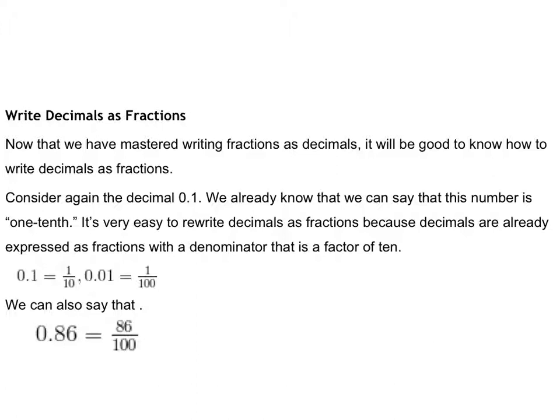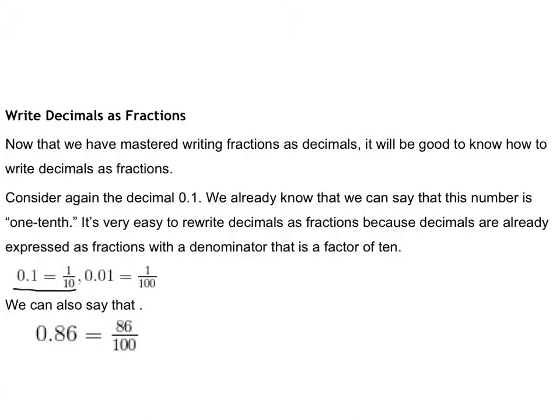So today we're going to start by writing decimals as fractions. Now that we've mastered writing fractions as decimals, it'd be good to know how to do it the other way around. If we consider the decimal 0.1, we already know that this number is 1/10. It's very easy to rewrite decimals as fractions because decimals are already expressed as fractions with a denominator that is a factor of 10. So as you can see here, 0.1 is 1/10.